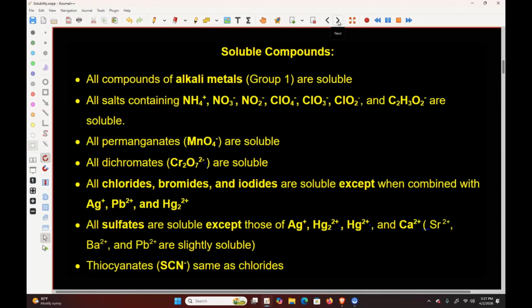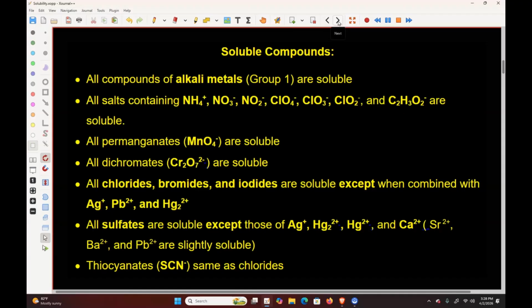Okay, let's go through some of the soluble compounds in water. All compounds with alkali metals, which are group 1 metals, are soluble. All salts containing ammonium, nitrate, nitrite, perchlorate, chlorate, chlorite, and acetate are soluble. All permanganates are soluble. All dichromates are soluble. The next one you need to memorize. All chlorides, bromides, and iodides are soluble except when combined with silver, lead 2, and mercury 1.